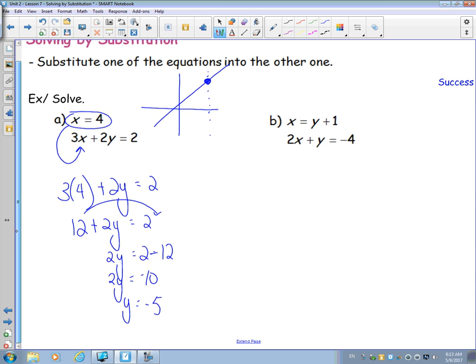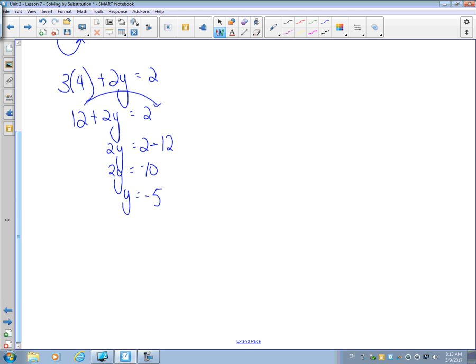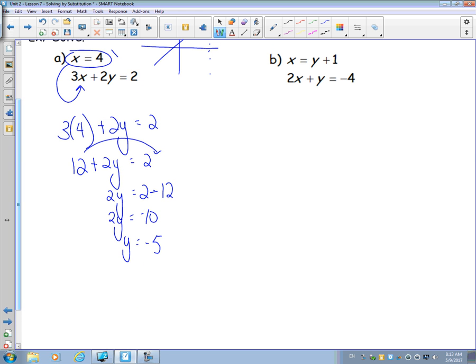So I have found my point of intersection. We already knew that x was 4. That's what it gave us in the question. So my POI is 4 and negative 5. That's substitution, putting one equation into the other. Now what's nice about this is when I substitute that equation, it was just a value. But it doesn't have to be a value. It can be an expression itself.